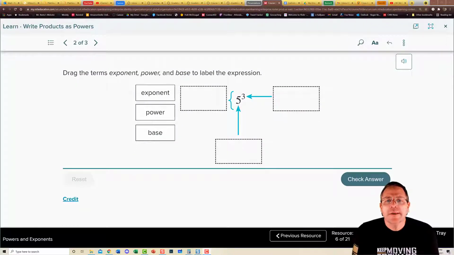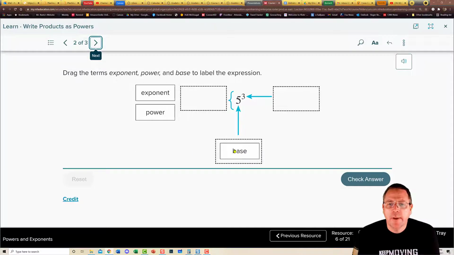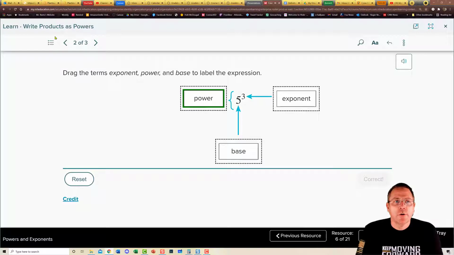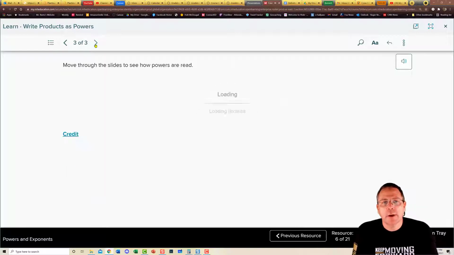So let's take a look and see if we can identify what the parts are. The base is going to be the 5. That's going to be the large number that we're multiplying. The exponent is going to be the 3. The entire thing is called the power. When you put it all together, that whole unit is being called a power. Of course, we can check our answer, and of course, we got the right answer.